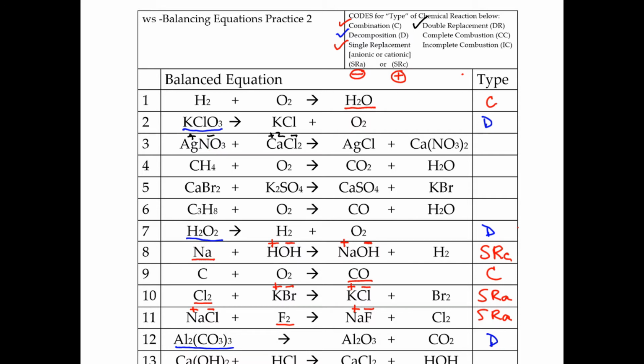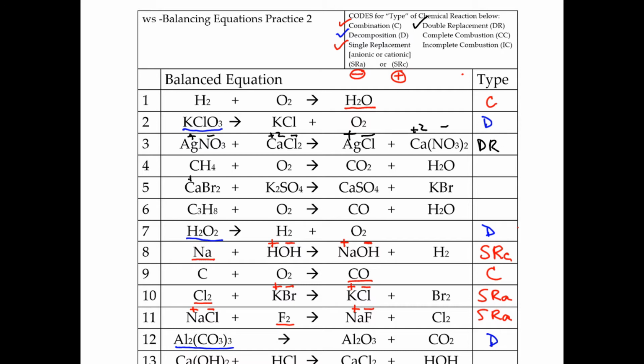So they switch spots. So you can see on the right side that Ag is plus 1, chloride is minus 1, calcium is plus 2, and nitrate is minus 1. So that's going to be a double replacement.